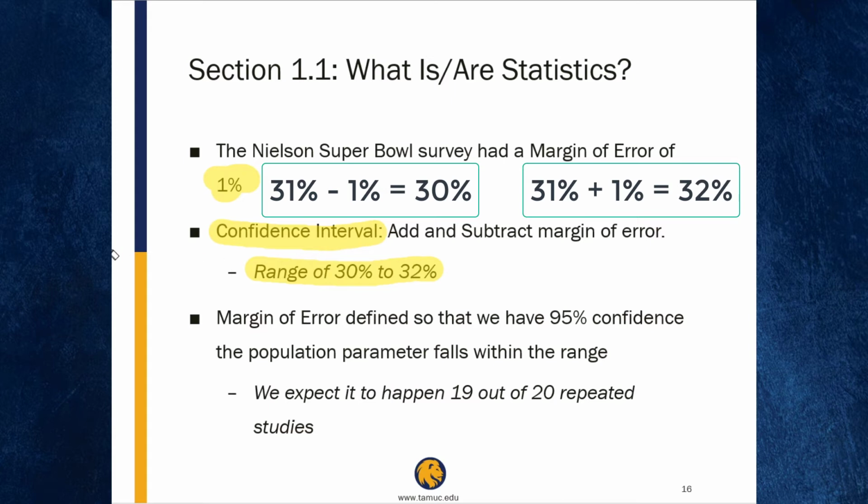And the margin of error, again, is defined so that we have 95% confidence that the population parameter falls within this range. Another way of looking at it is to say that we expect it to happen 19 out of 20 repeated studies. So the great majority of the time, the population parameter will be contained within the confidence interval.